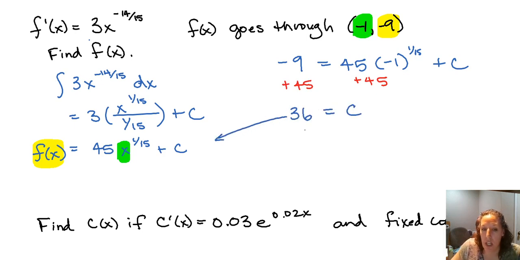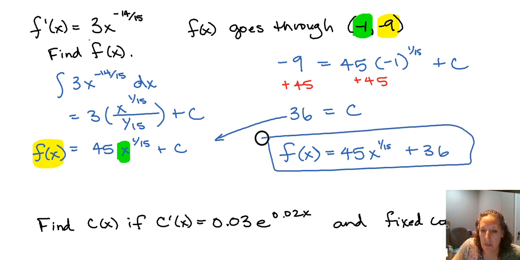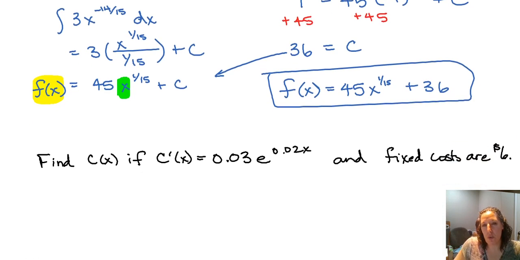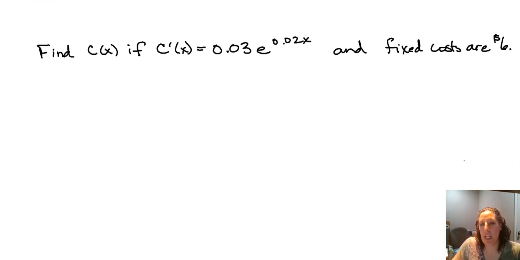So now we're just going to plug that in for our c to get our final answer. F of x is 45 times x to the 1 over 15 plus 36. All right, so that's more of a drill problem. These last two examples are application problems.